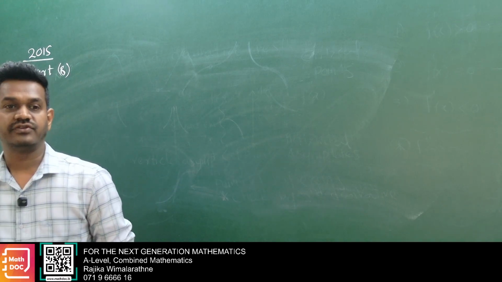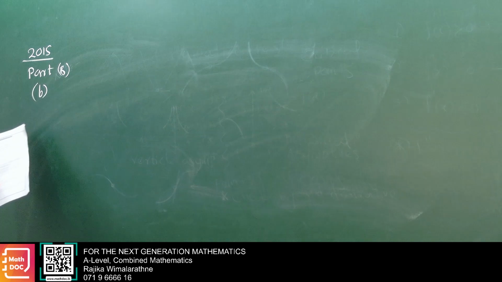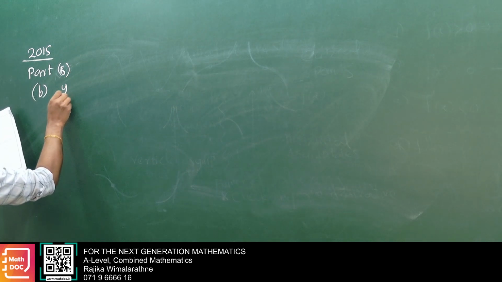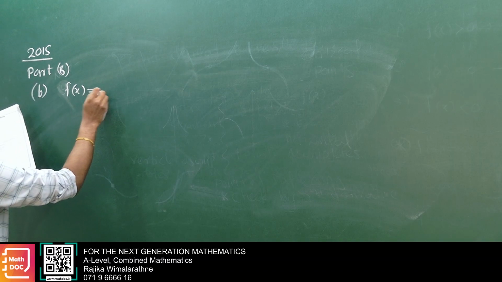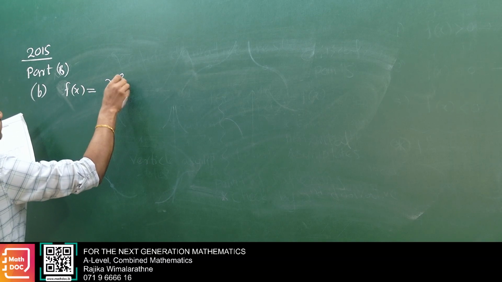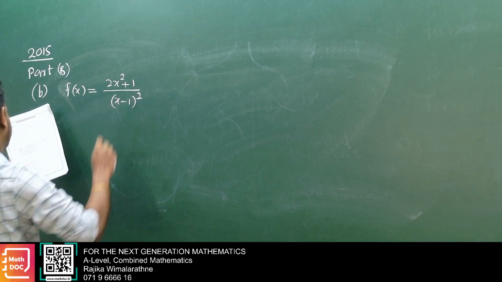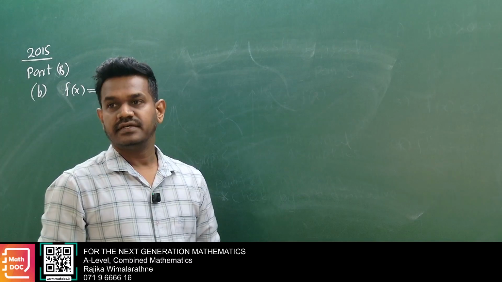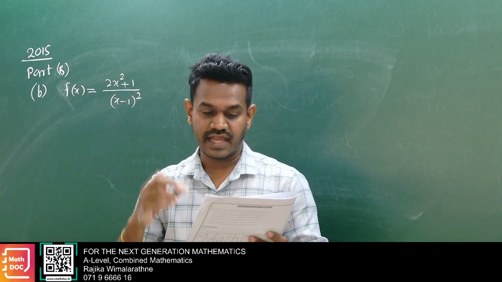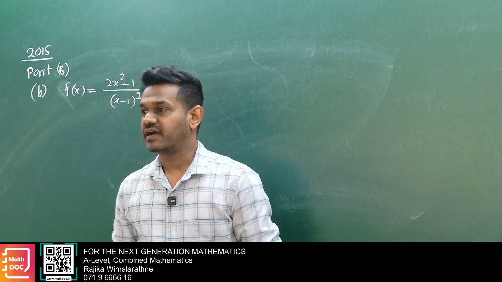Now if you have any doubt, do with me. So here the function f(x) equals (2x squared plus 1) over (x minus 1) squared. Here this is the one given. We have to sketch the graph. Check this one please.